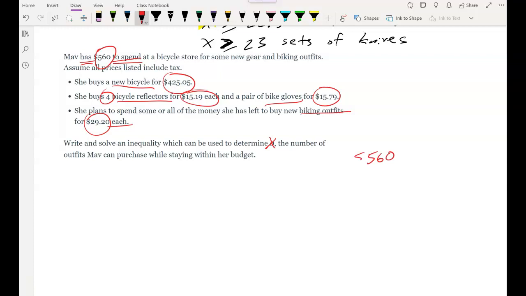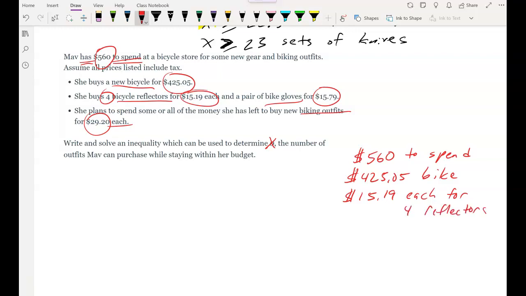So she has $560 to spend. She's going to pay $425.05 on a bike. She's going to spend $15.19 each for 4 reflectors. This is just all the information, right? And she's going to spend $15.79 on gloves. In case she wrecks, she puts her hands down, she won't tear up her hands. You got to have those gloves.